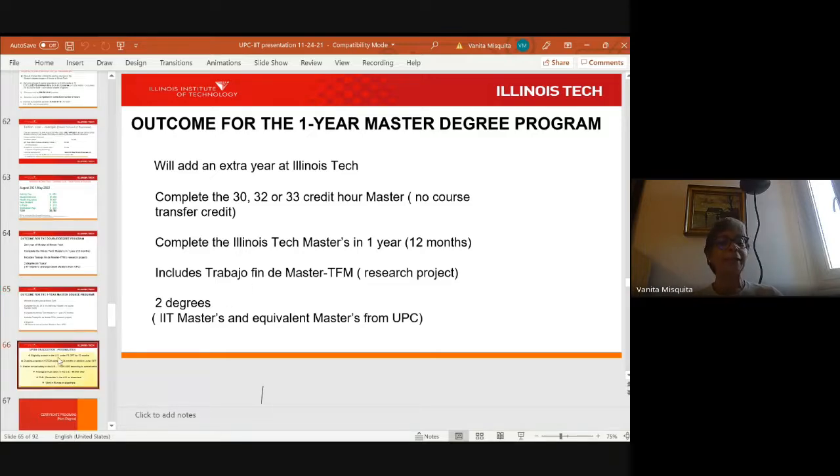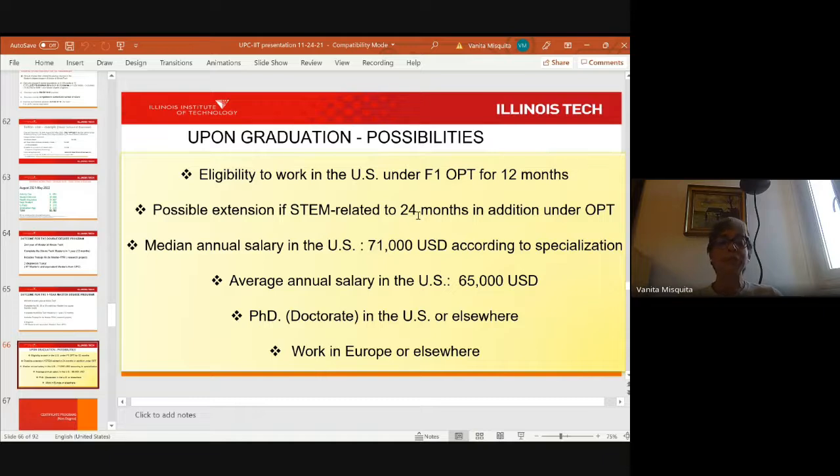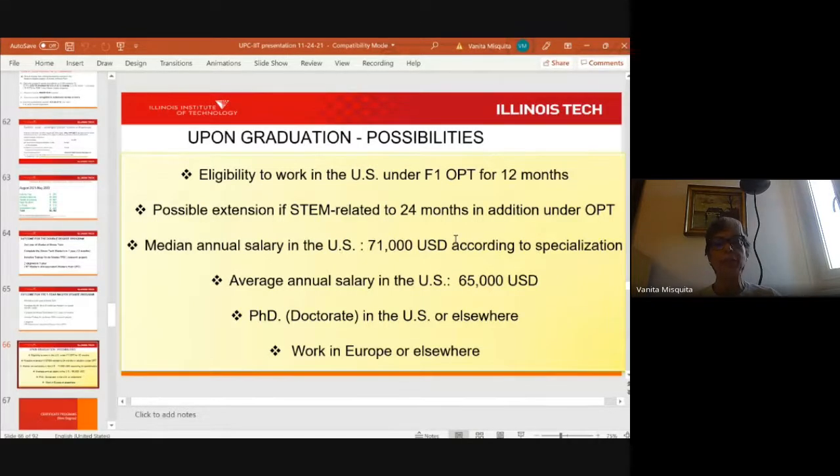Okay. What are your possibilities? So after you graduate, what can you do? You can choose to work anywhere in the US under the F1 student visa, optional practical training for 12 months, and extended for up to 24 months if your program is STEM related. The median annual salary is $71,000, and the average annual salary for students with a master's is $65,000.